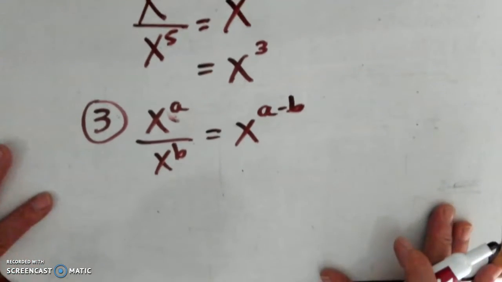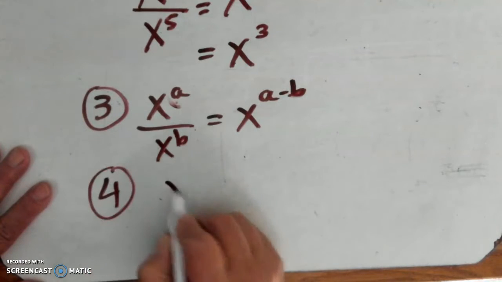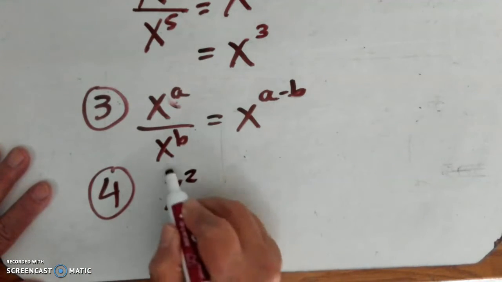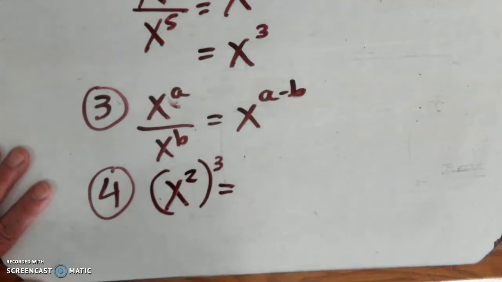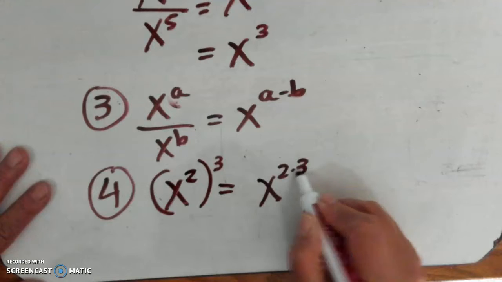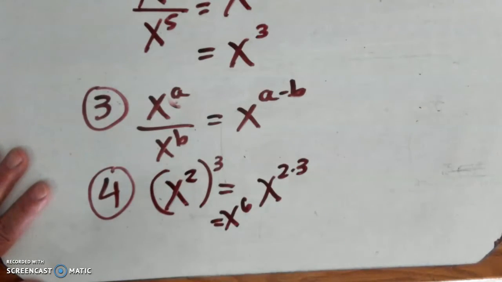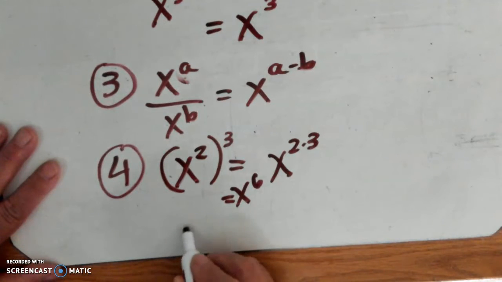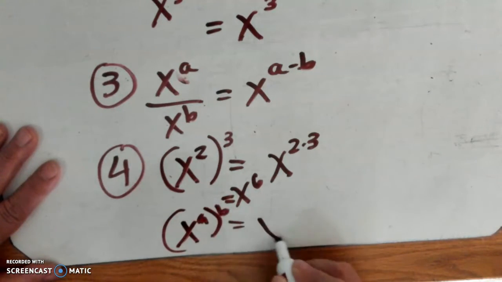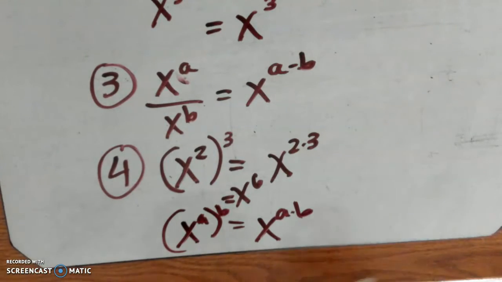And the last one that I showed you yesterday was if I am taking an expression to a power to another power, it turns out that I multiply those, and this will become x to the 2 times 3, which is equal to x to the 6th power. And that rule says x to the a to the b power is equal to x to the a times b. Okay, so those are our 4 rules.